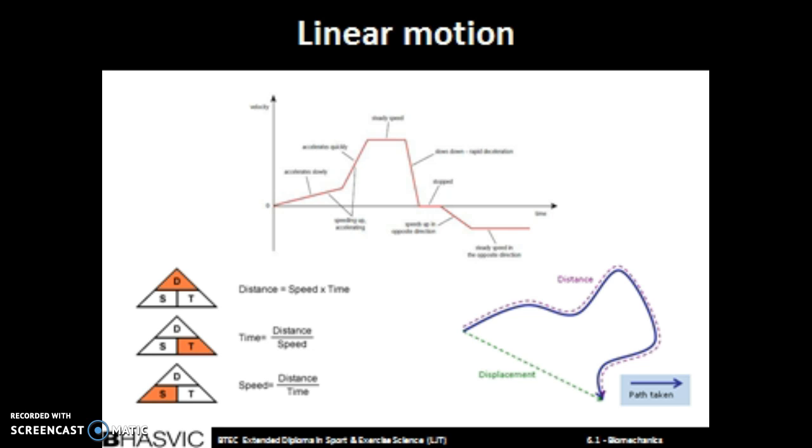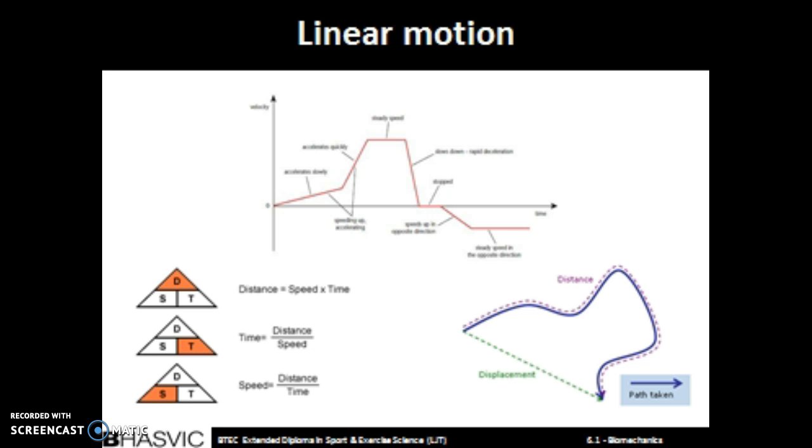Distance is the sum of all movement regardless of the direction, in contrast to displacement, where it's the distance along a straight line from start to finish, dependent on direction. So for example, in a 400 metre race, the distance is obviously 400 metres around the track, but the displacement is zero, as they've gone from the starting point and then finished at the same point.